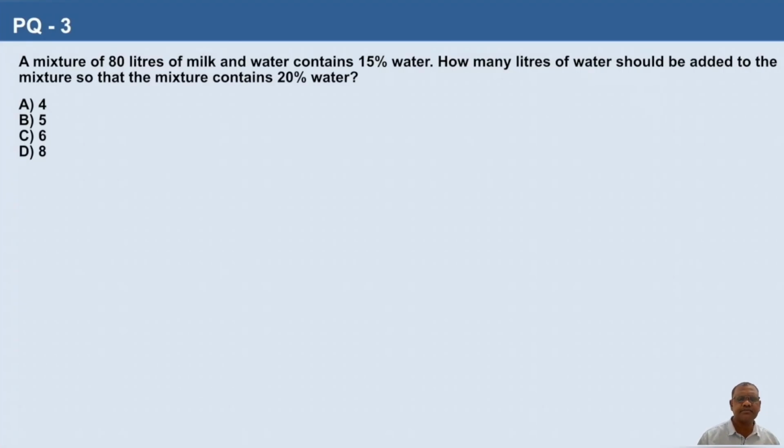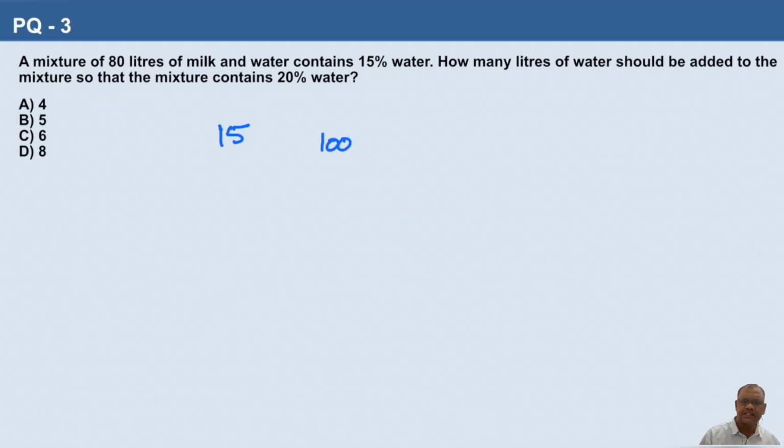Question number 3. A mixture of 80 liters of milk and water contains 15% water. How many liters of water should be added to the mixture so that the mixture contains 20% water? So let us draw the allegation for water here. Initially water is 15%. So initial water percentage is 15%. So we are adding only water to it. So that is 100% of water we are adding.